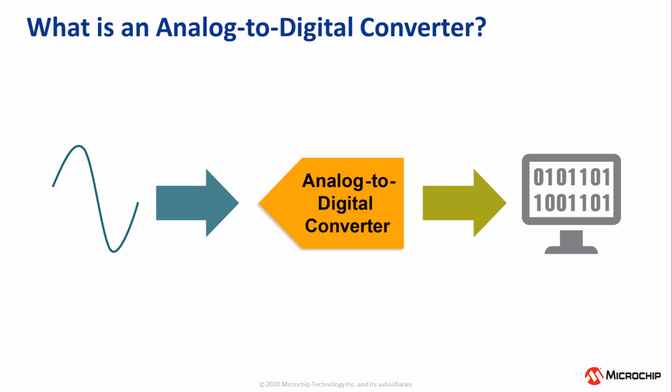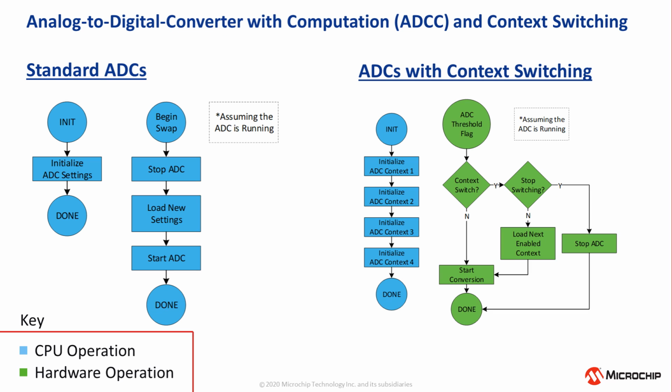The analog to digital converter, or ADC, is a circuit that takes an analog voltage and converts it to a digital number. Most modern PIC and AVR microcontrollers contain some type of integrated ADC, with features varying depending on the product family. This video will focus on the new ADCCC with context switching, or analog to digital converter with computation and context. ADCCC with context switching is an improved version of the ADC that adds the ability to perform context switching and automatic channel sequencing.